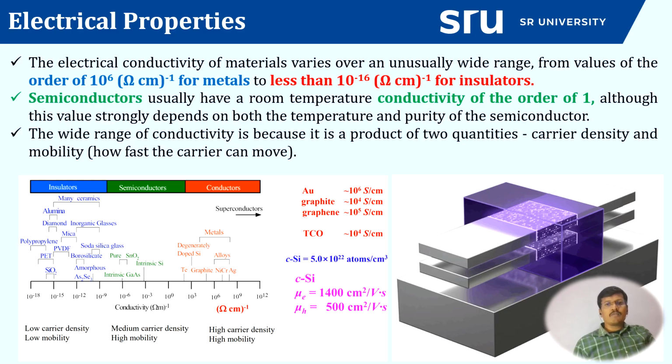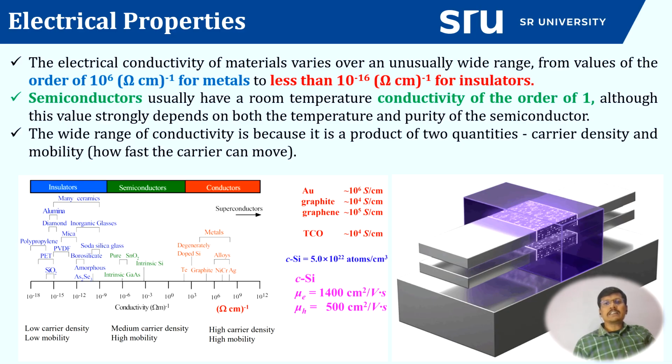But what determines the conductivity? How can we find the conductivity? You can see in the diagram the flow of electrons, how the electrons are transporting in a material. The conductivity depends primarily on two factors. One is the carrier density, and the second one is the mobility of charge carriers.